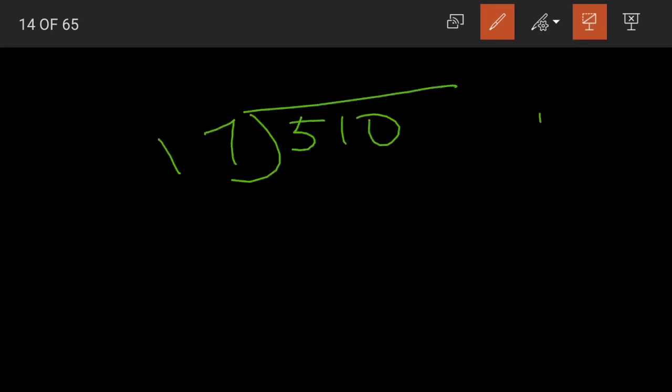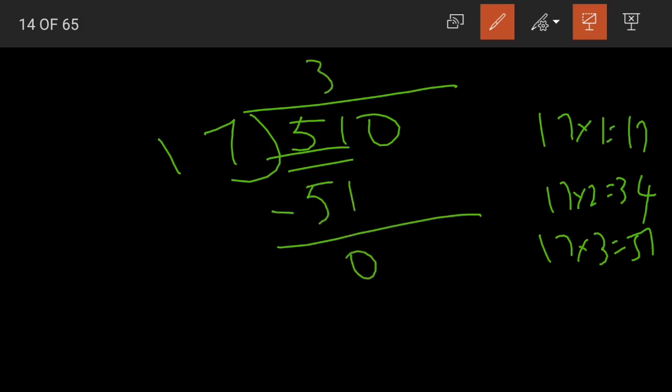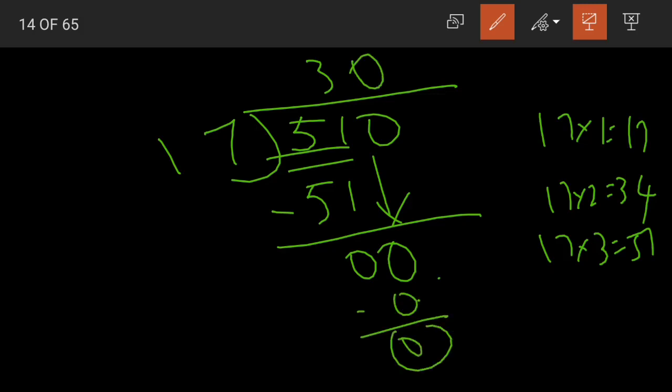Let us divide now. See, 17 ones are 17, 17 twos are 34, 17 threes are 51. So we got our 51 here. 17 threes are 51. When we subtract, 0 will be our answer. Now the number 0 is brought down. 17 zeros are 0. When we subtract, 0 is our remainder. What is the quotient, children? 30.